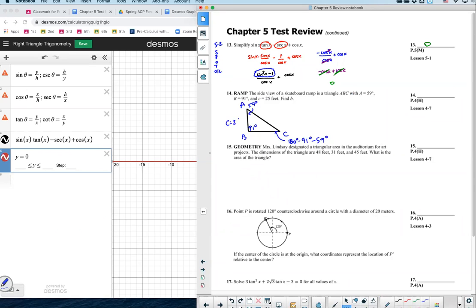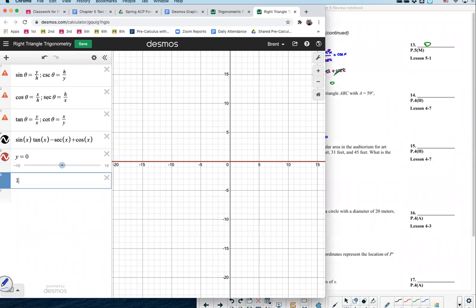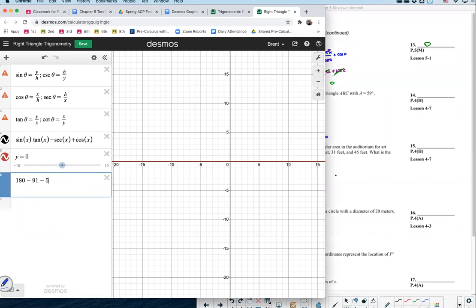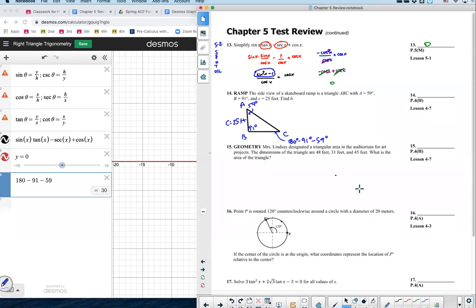C equals 25 feet. This would be a law of sines problem because I could have a completed set. I could just find angle C really quickly. I guess I might as well just, I'm this far, I might as well go ahead and solve it. I get 30 degrees there. So we could do law of sines because you have a completed set.